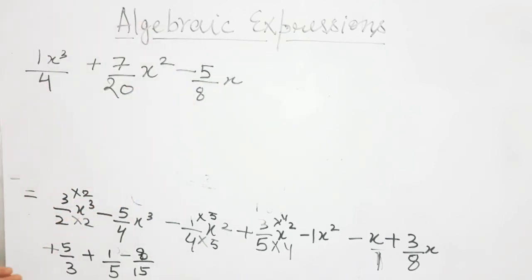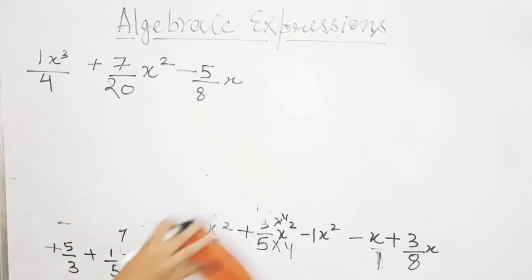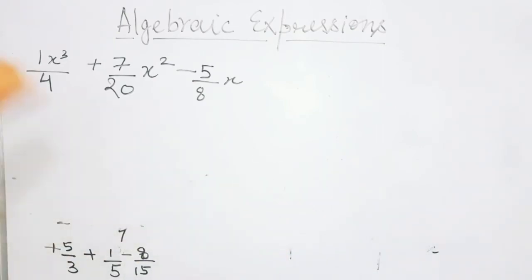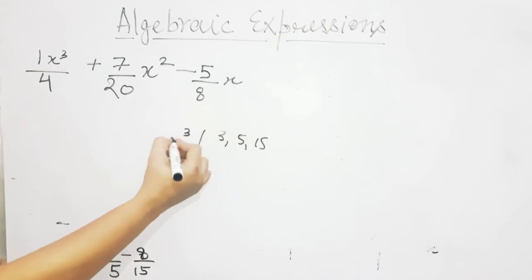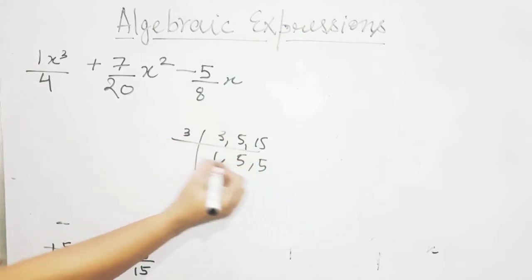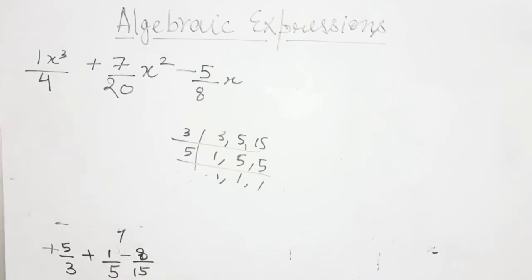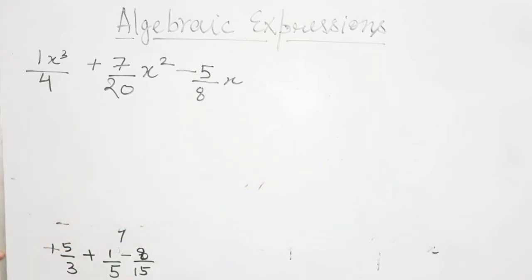Now coming to the constant part. What is the LCM of 3, 5 and 15? Let me rub this first of all. Only the constant part is left, so I am not rubbing that. Yes. So students, tell me the LCM of 3, 5 and 15. 3 1s are 3 and 3 5s are 15. So the LCM of 3, 5 and 15 is 15. Now to make it 15, 5 has to be multiplied by which number? Sorry, 3. 3 has to be multiplied by 5.